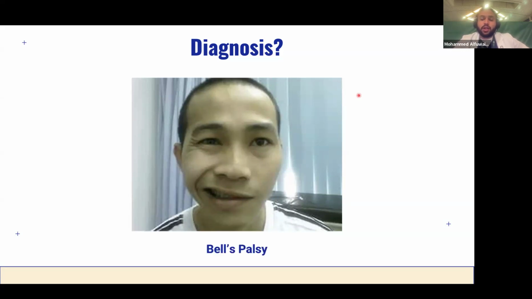That's usually the case is idiopathic, and when it's idiopathic, we don't know the cause, we call it Bell's palsy, okay? Management is simple in this case, just give this patient steroids.